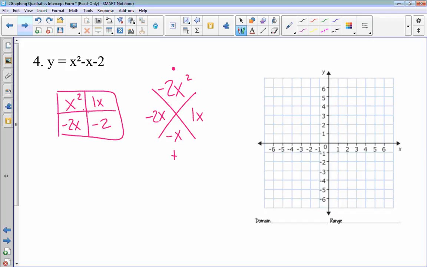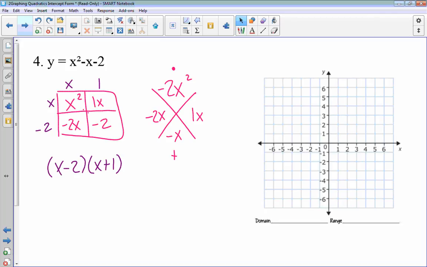So I know x squared is x times x. X times 1 gives me 1x. X times -2 gives me -2x. So I have x minus 2 times x plus 1. And now I'm ready to graph from factored form. So go ahead and pause the video and try this out yourself.